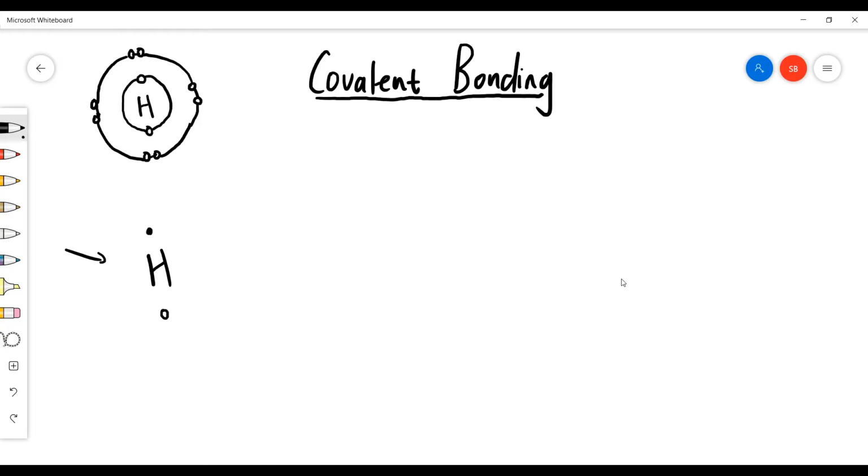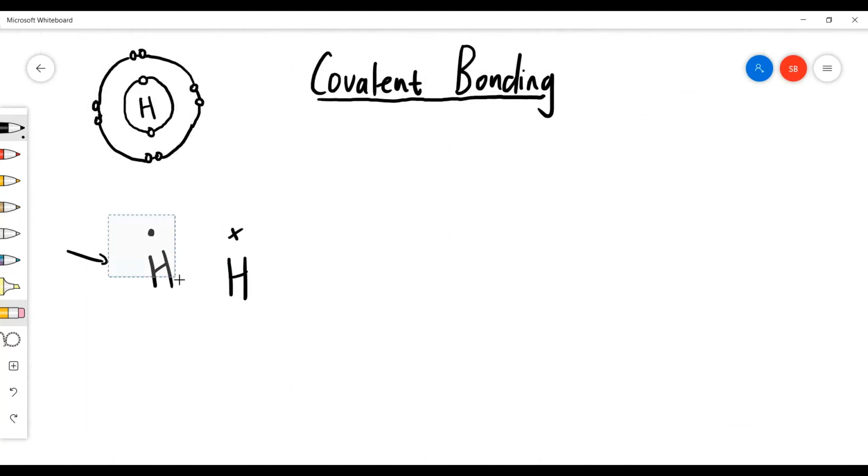So for a covalent bond, I'm going to draw another hydrogen over here, except this time I'm going to represent the electron that this atom of hydrogen is filling with an X. Now remember, this one also is unhappy. It's got another available space to fill. So a covalent bond happens when this hydrogen moves and joins up with this hydrogen, and these two then will share that electron.